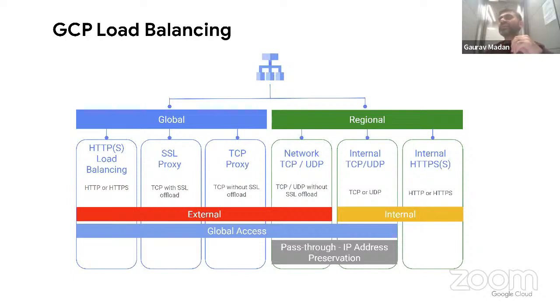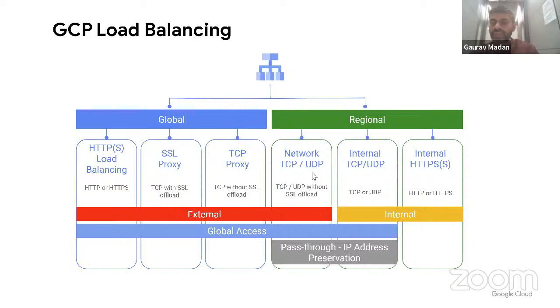A pass-through load balancer is the load balancer that just passes through the connection. It does not terminate that session. All the global load balancers that you see on the left, HTTPS load balancer, SSL load balancer, or TCP global load balancer, they are proxy load balancers, which means they will proxy the connection first and then send to the backend. However, the regional load balancer that you see, the network TCP/UDP load balancer, is a pass-through load balancer.